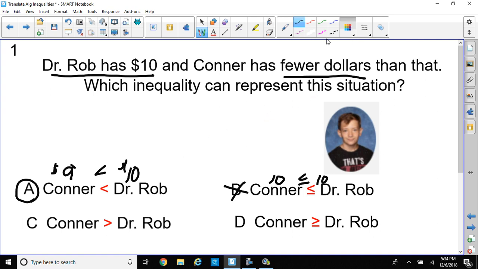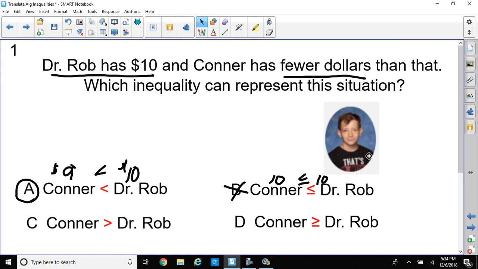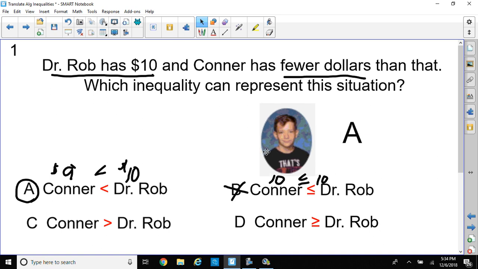So let's move that out of the way. We'll move this out of the way. And there's your choice A for Connor, correct. All right, let's move on, see what else we got.